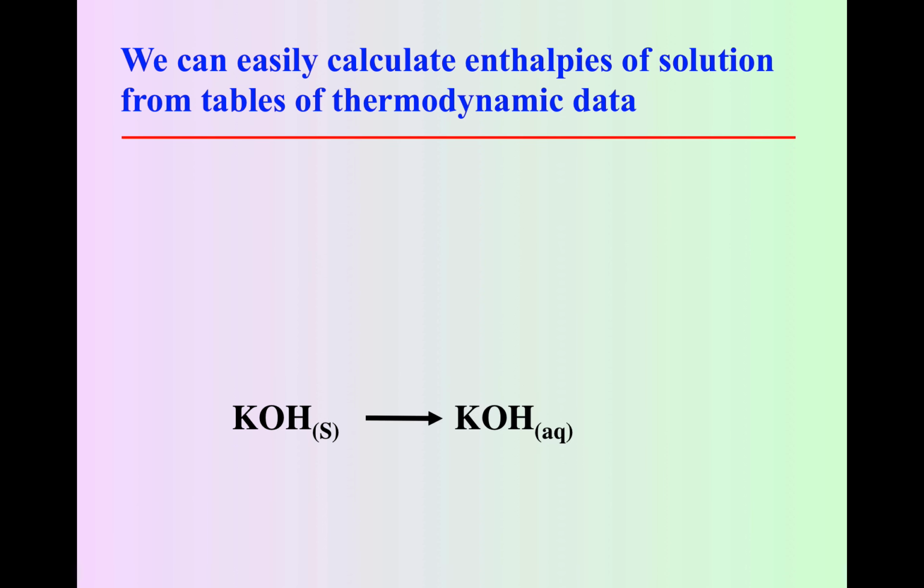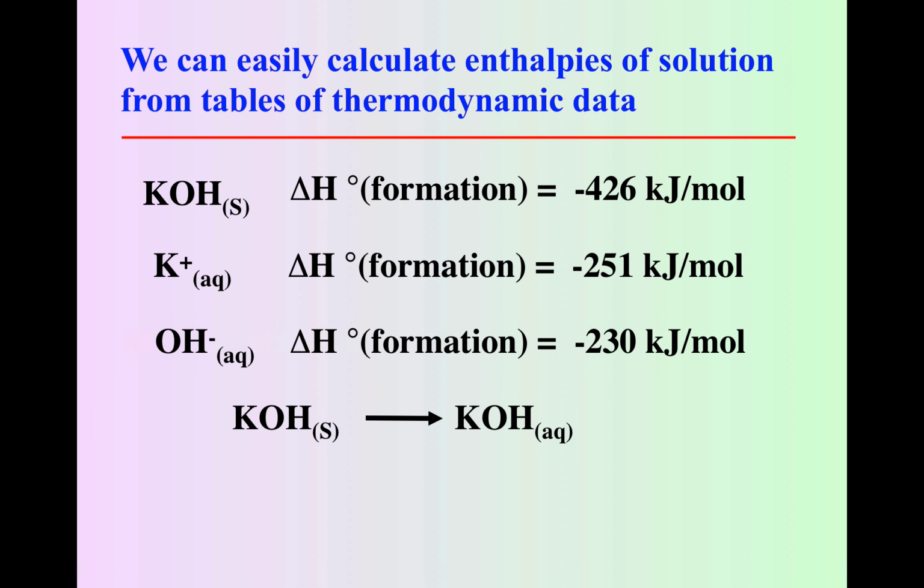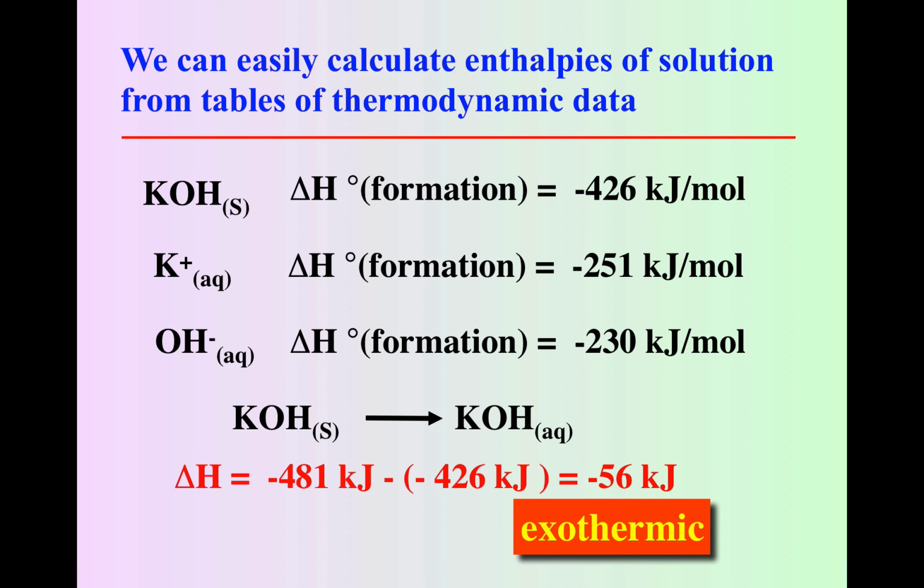So solid potassium hydroxide turning into aqueous potassium hydroxide. We could look up the heat of formation for the solid. We could look up the heat of formation for the cation and the anion, and plug it into Hess's law, right? Products minus reactants, and get the heat change. So it's the other way of doing it, right? We could look up the delta H's of formation of the reactants and the products and get what the heat change would be for the solution process.